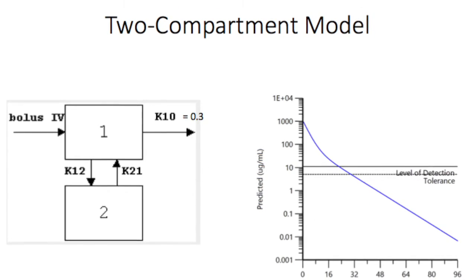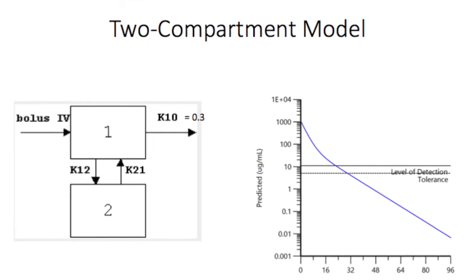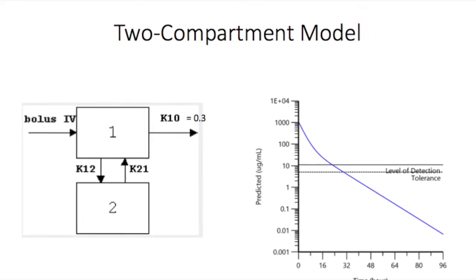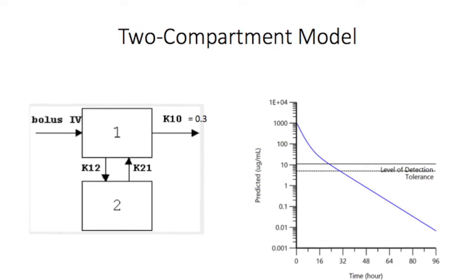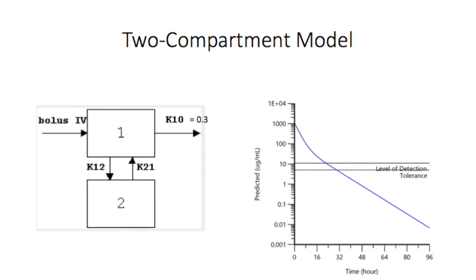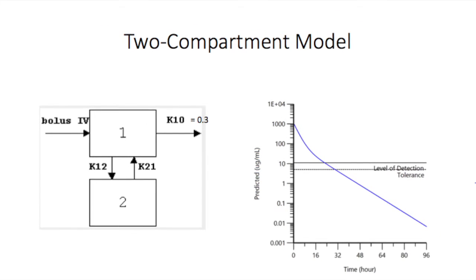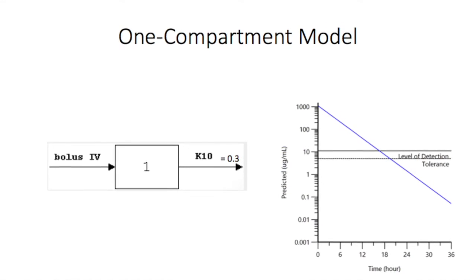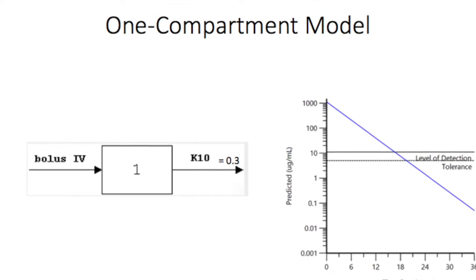Here we see the consequence of erroneously assuming a terminal half-life from a two-compartment model based on measurable plasma concentrations. And as you can see, the withdrawal time is estimated to be much shorter than what it should be. And even worse, look what would happen if we extrapolated from a one-compartment model.